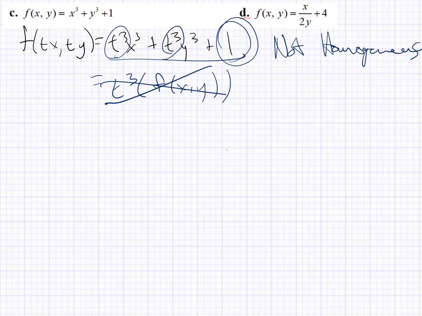Okay? Which is possible. I mean, this is not homogeneous. Let's look at D. Okay?